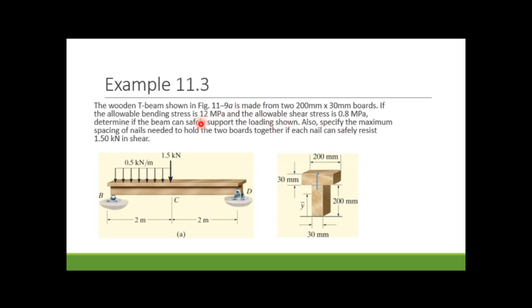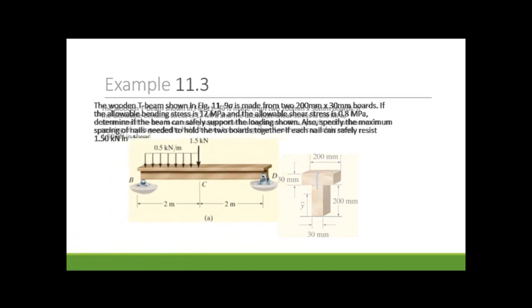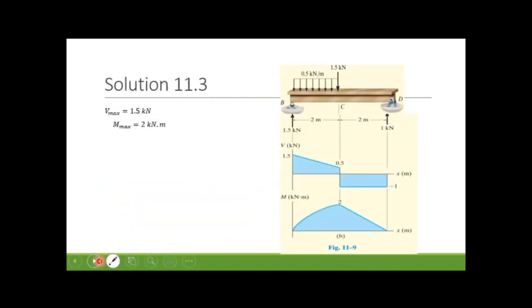First of all, we have to check whether our section can resist the bending or shear forces. We have the cross-sectional dimensions, and we also have the loading shown. We can find the maximum moment and maximum shear force. Then we will find the cross-sectional properties, calculate the normal stress and shear stress, and decide whether our section is adequate or not. Okay, let's continue. First of all, I have to draw the moment and shear force diagrams.